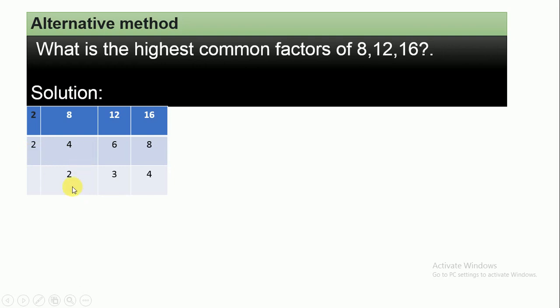2 goes in 4, 2. 2 goes in 6, 3. 2 goes in 8, 4. So you can observe now that we have only these figures: 2, 3, 4. You have to stop at this point because there is no other prime number that goes straight in 2, 3, 4. 1 is not a prime number.